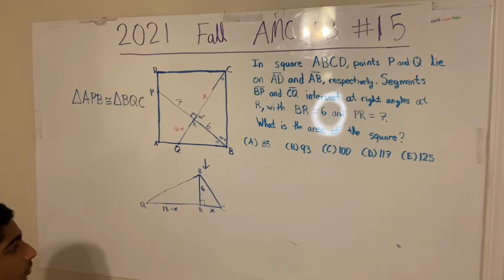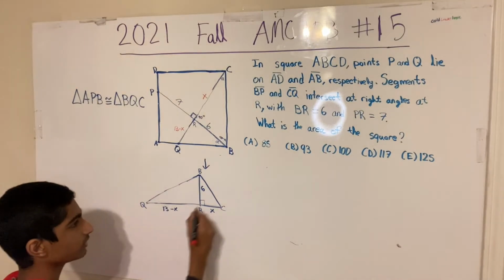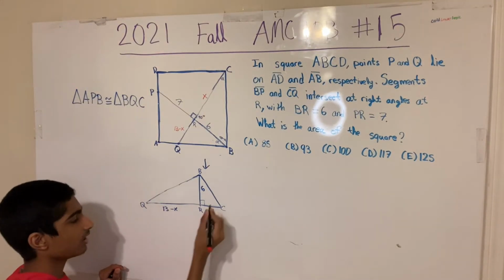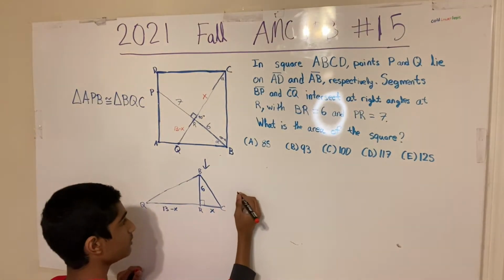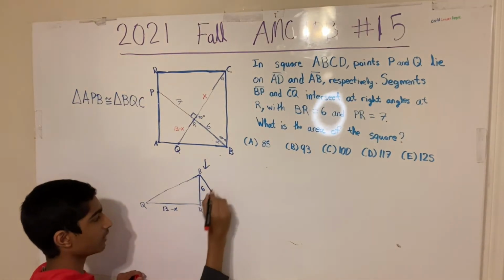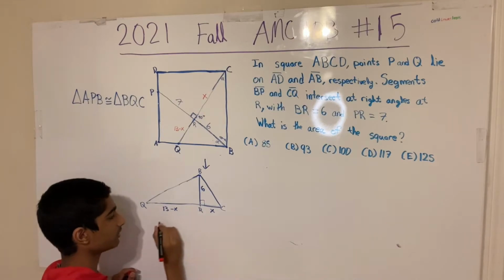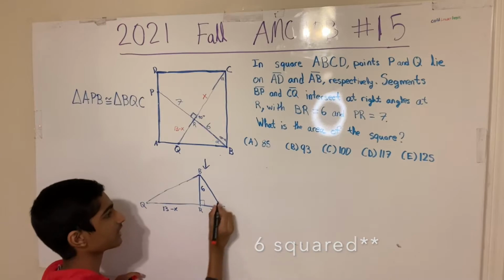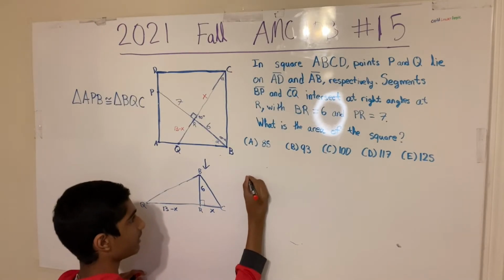If you remember what formulas we covered at the beginning of the video, you would remember that altitude squared is equal to part of the base times the other part of the base. So using that, we can do 6 squared is equal to 13 minus x times x. So let me write that out.